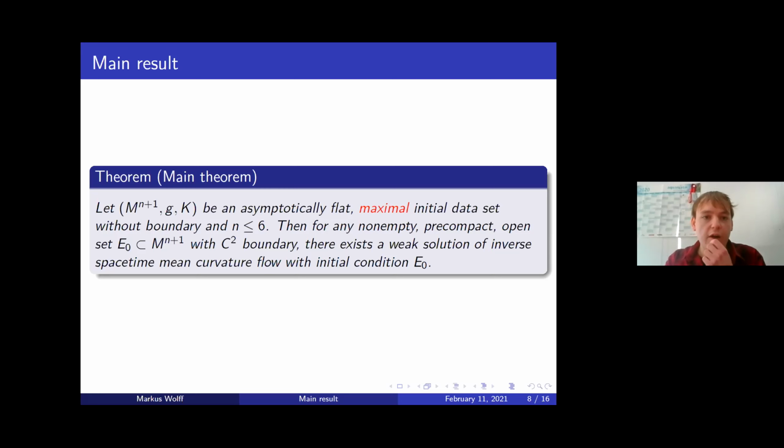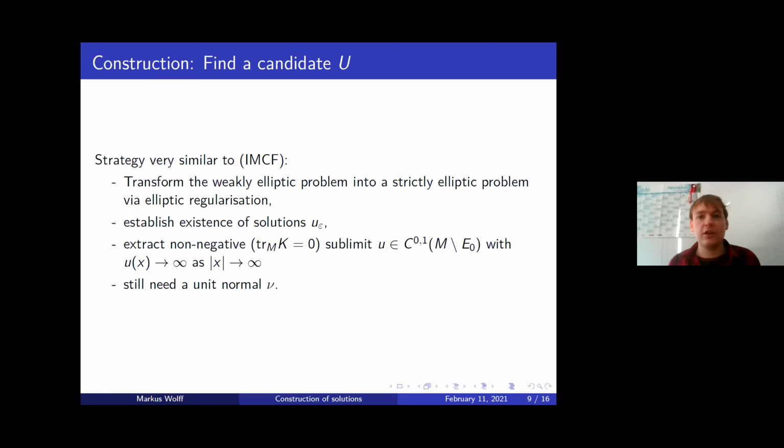And I'll elaborate why we need this in the construction. So now how do we prove this? The strategy is similar to the original strategy by inverse mean curvature flow. So we construct explicit candidates, and we start by constructing a candidate for the solution, for the function. And the idea is very similar to inverse mean curvature flow. So we start with this weakly elliptic problem for our time of arrival function, and we transform it into a strictly elliptic problem via elliptic regularization.